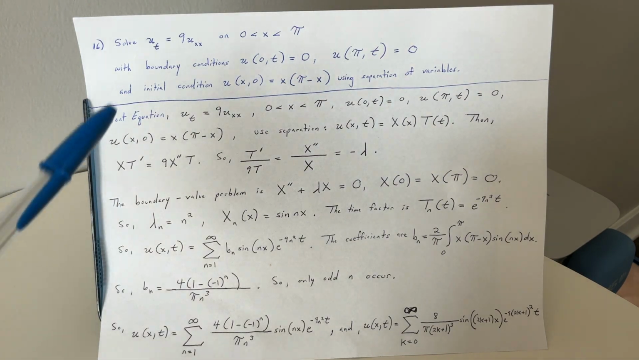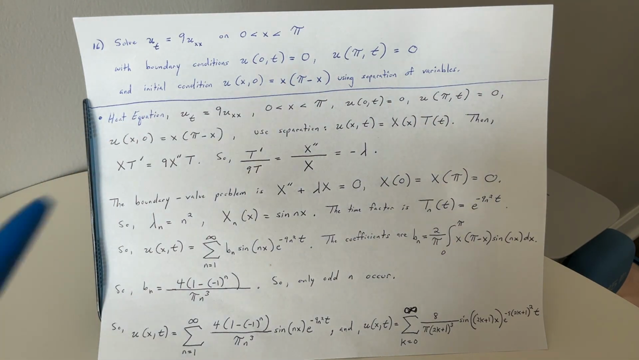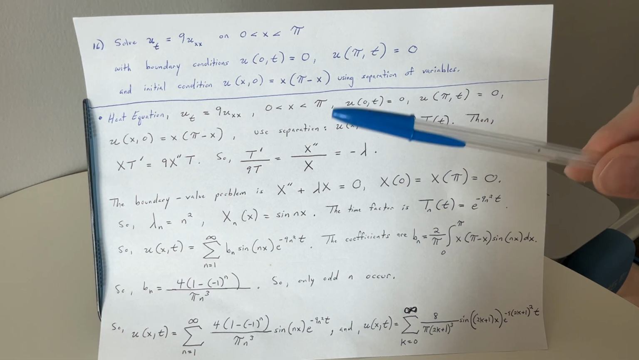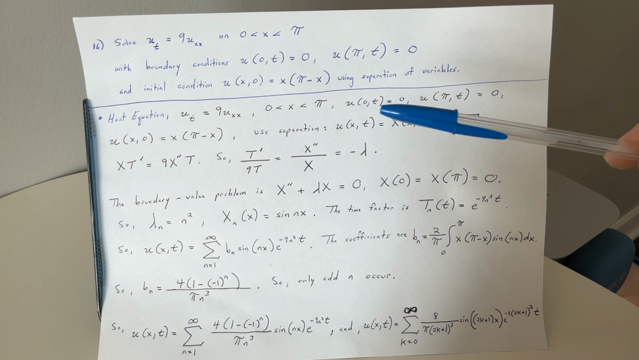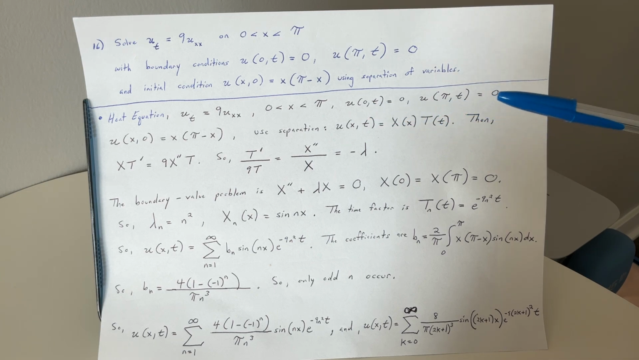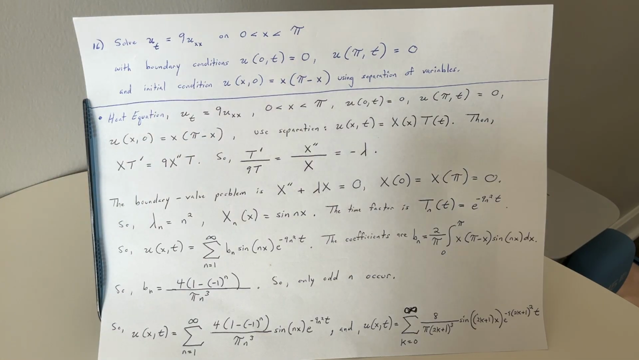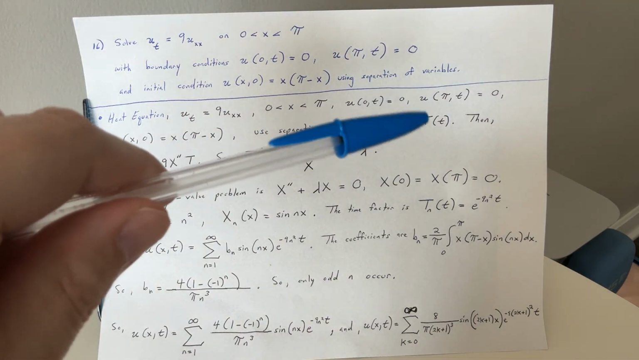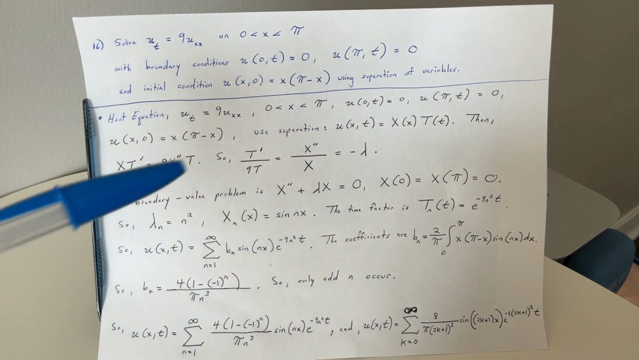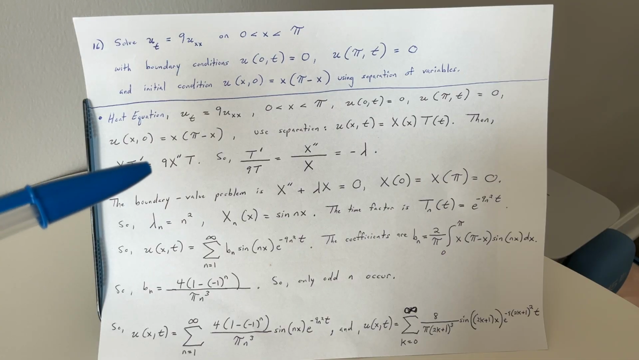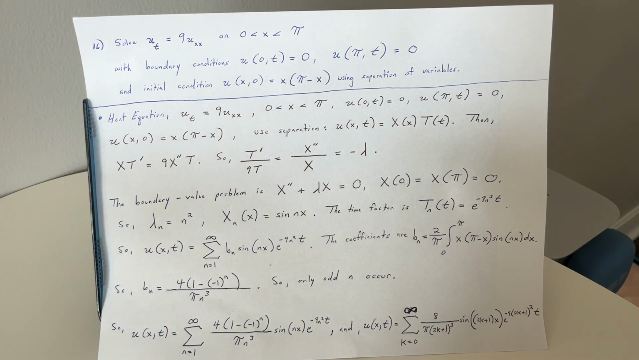So heat equation problem. u sub t equals 9 u sub xx, 0 is less than x is less than pi, u of 0 comma t is 0, and u of pi comma t is 0. u of x, 0 is x(pi minus x). So using separation here, u(x,t) equals capital X of x, capital T of t, then X capital T prime equals 9 capital X double prime T.